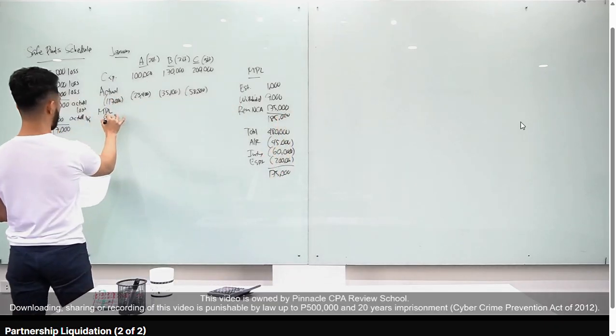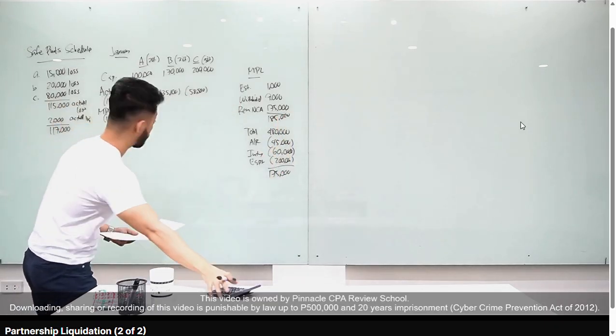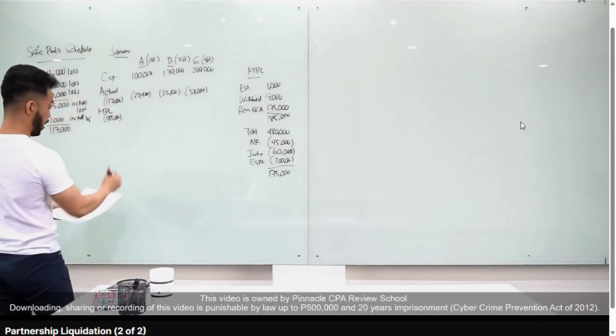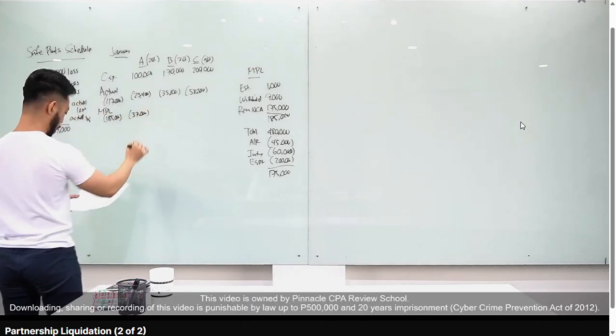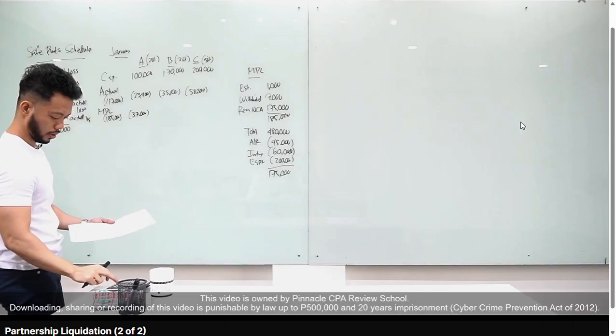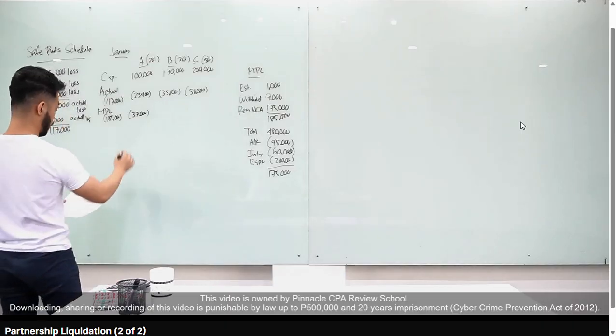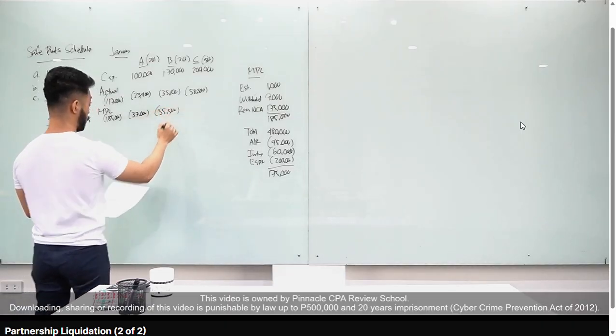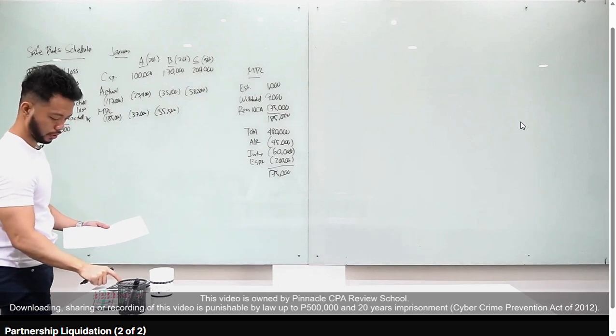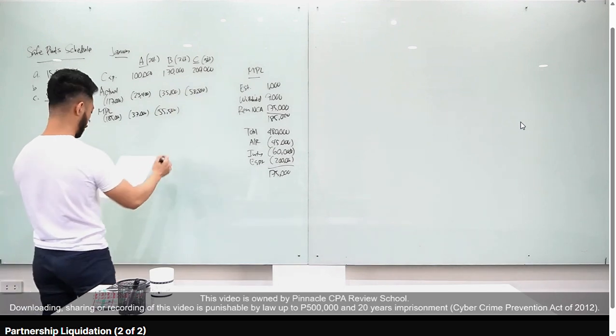Let's distribute this to the partners. Okay, 185,000 times 20%, you have 37,000. 185,000 times 30%, you have 55,500, and then you have 185,000 times 50%, you have 92,500.